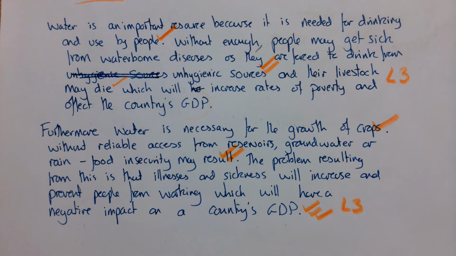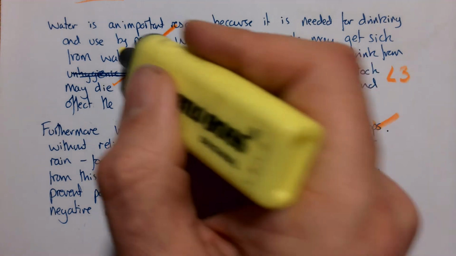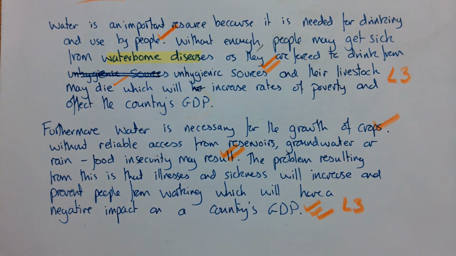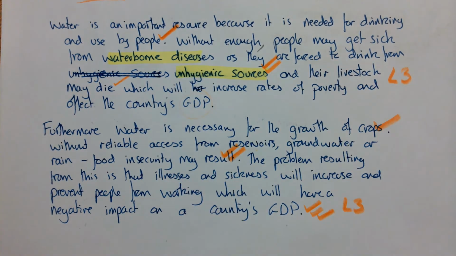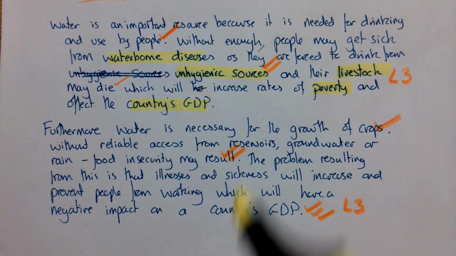So, have a look at your answer, green pen, and add in any information that you might have been missing. Can you pay particular attention to some of the key words that I've used? So, I talked about waterborne diseases. Make sure you've got that in your answer. Unhygienic sources, good term. Livestock. Poverty. And a country's GDP.